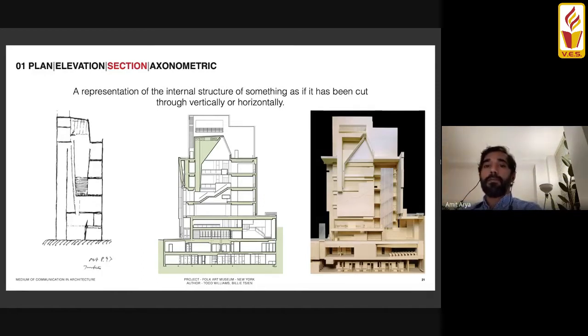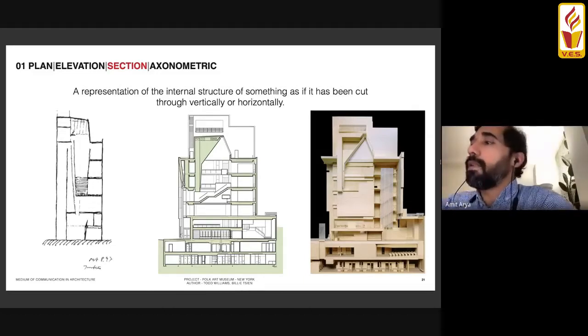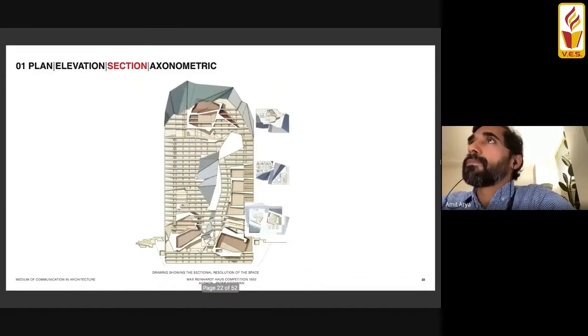And so those are things that a section truly can explore and needs to be employed and deployed every time a design challenge asks for that. Next slide, please.